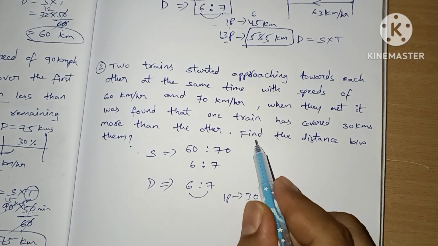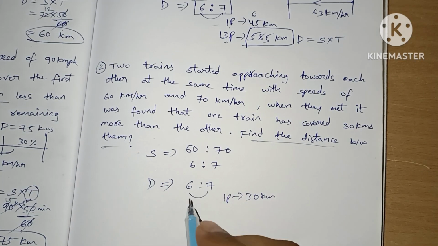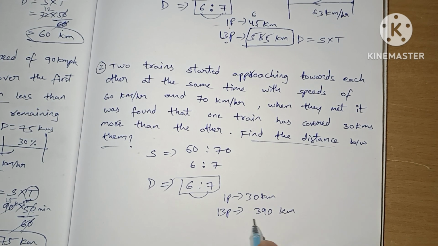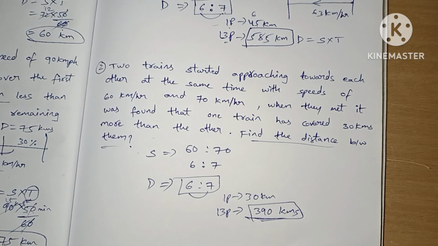So what we need to find is the distance between them. So total distance is 13 parts. Asking about 13 parts is what? 13 times 30 is 390. So answer will be 390 kilometers. Answer for this question is 390 kilometers.